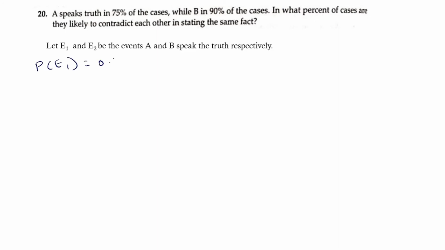Next question. A speaks truth in 75% of cases while B in 90% of cases. In what percent of cases are they likely to contradict each other in stating the same fact? So, here let E1 be the event, A speaks truth, and E2 be the event, B speaks truth. So, if A speaks truth in 75% of cases, then probability of E1 will be 75 by 100, which is 0.75, and probability of E2 will be, B speaks truth in 90% of cases, so it is 90 by 100, which is 0.9.